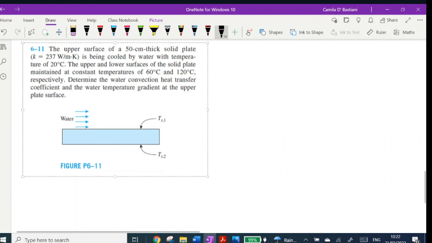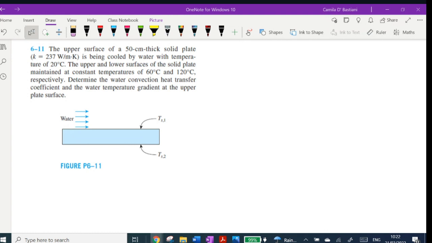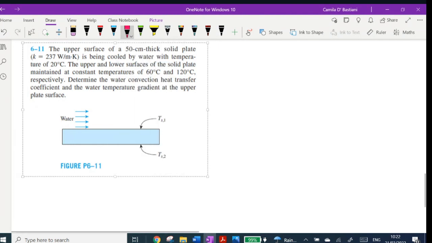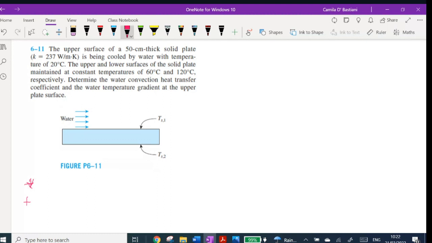So we are moving now from unit 4 to unit 6. I suppose you already covered this unit, haven't you? Just assume that you have. So the upper surface of a 50 centimeter thick solid plate. Let's start taking the data as usual. Let me know if I'm going too fast, if you need more time to copy things, okay?